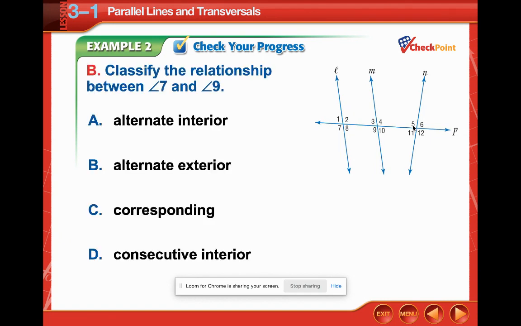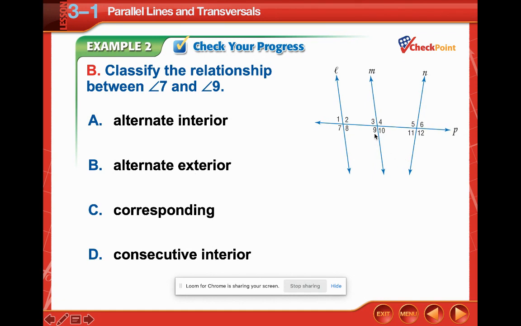All right, 7 and 9. Why don't you guys take a second, see if you can solve this one on your own. Okay, so 7 is not an interior angle, so they can't be alternate interior. They can't be alternate exterior either because they're both on the same side of the transversal line P. They're both below line P.